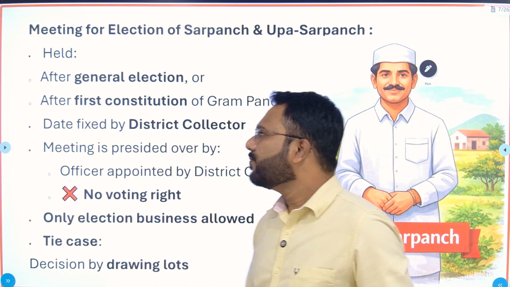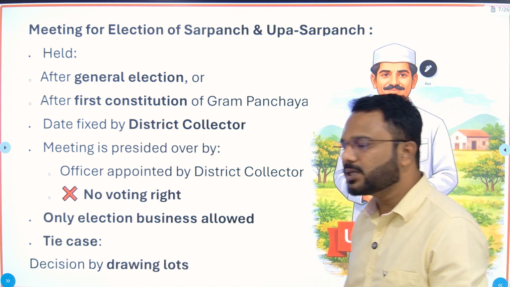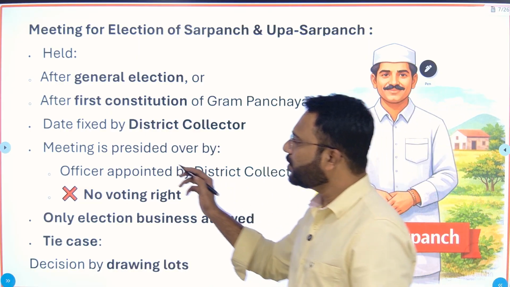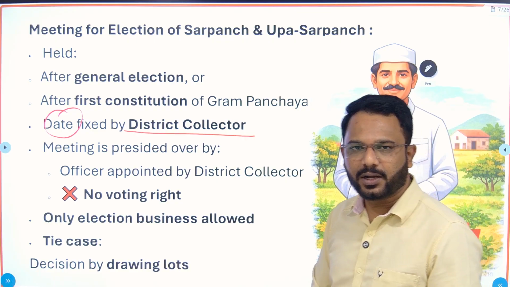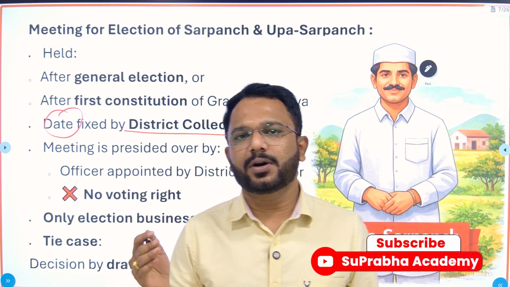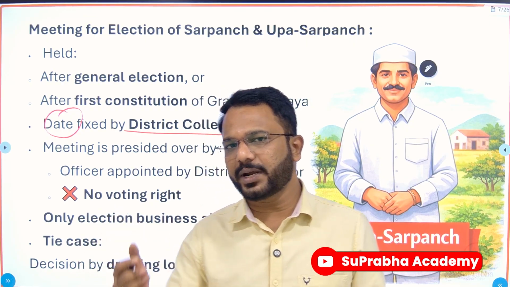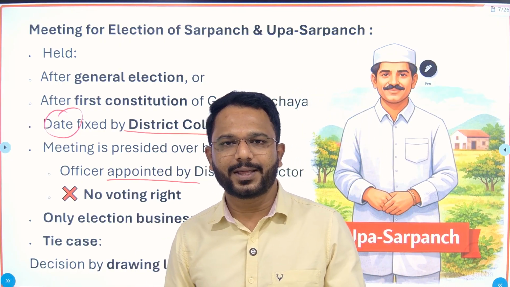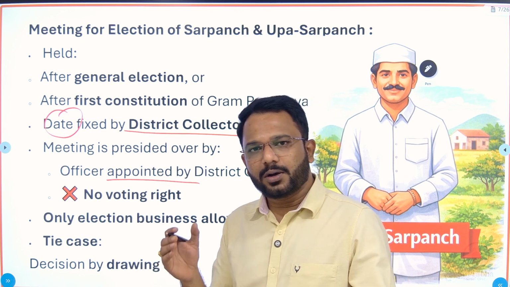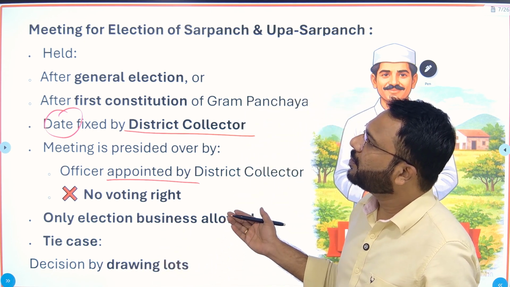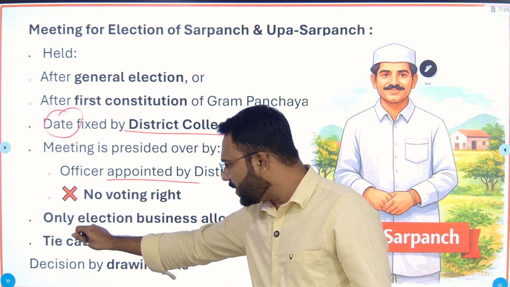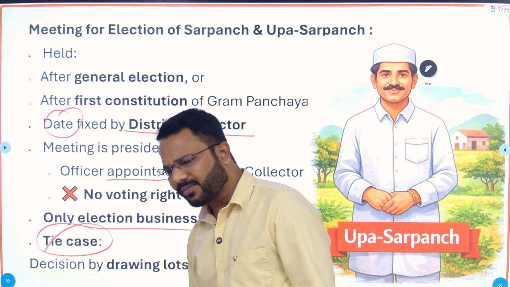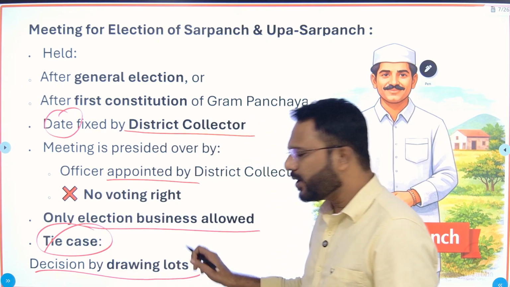Meetings which are held for the election of Sarpanch and Upsarpanch. The meeting is held after the general election or the first constitution of Gram Panchayat. The date of this meeting is fixed by the district collector, who then appoints an officer to preside over this meeting. The officer appointed by the district collector does not have the right to vote in this meeting, and only election business is allowed. In case of a tie, the decision is taken by drawing lots.